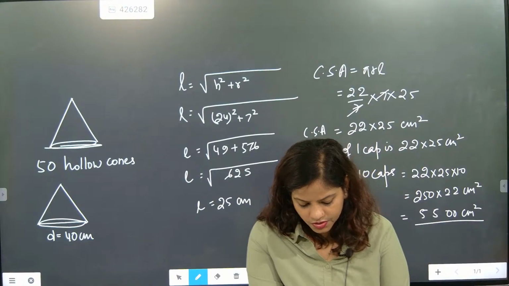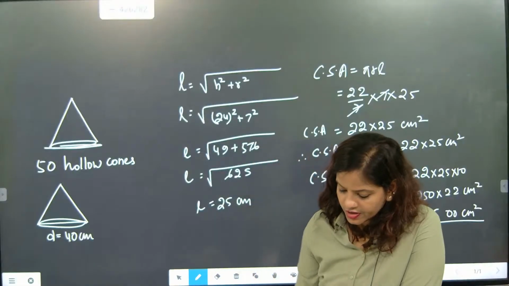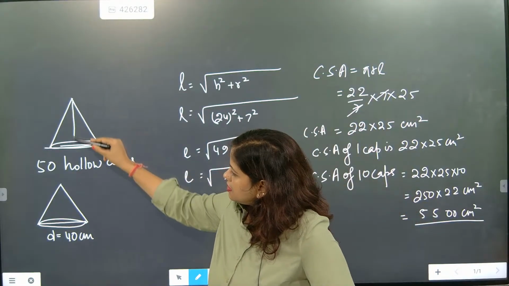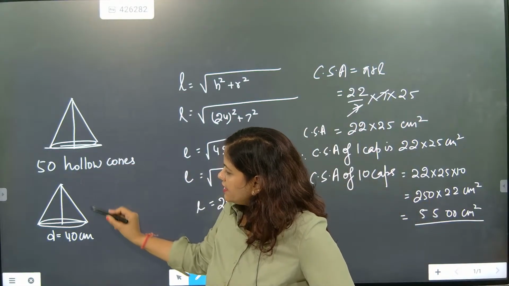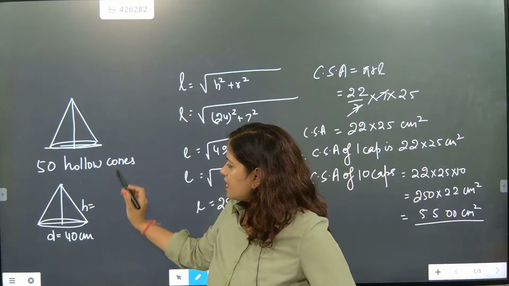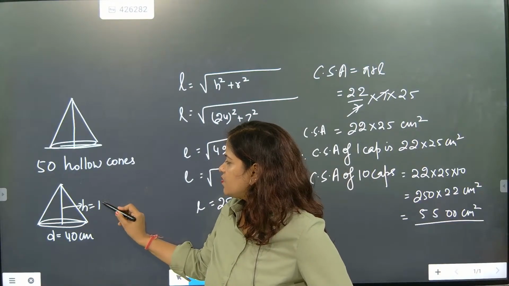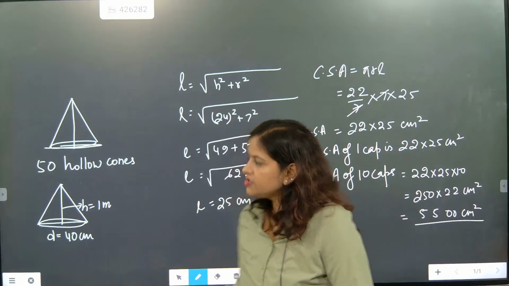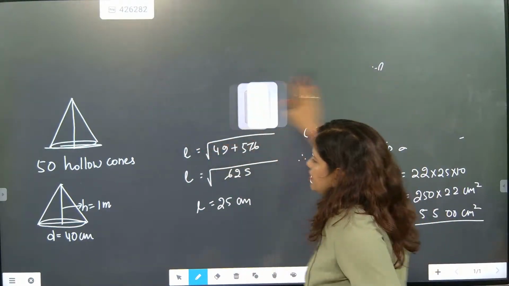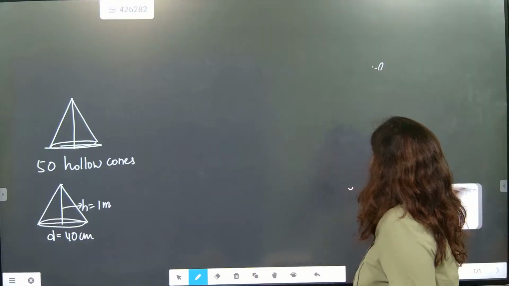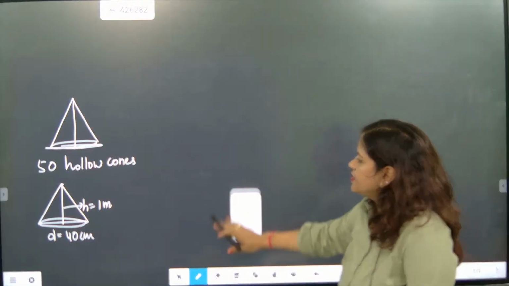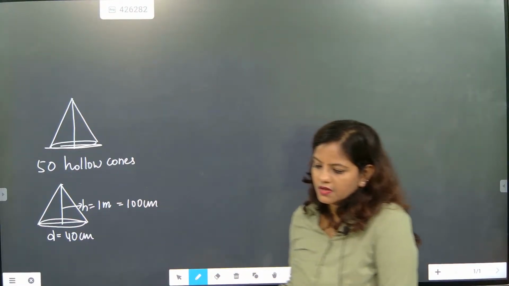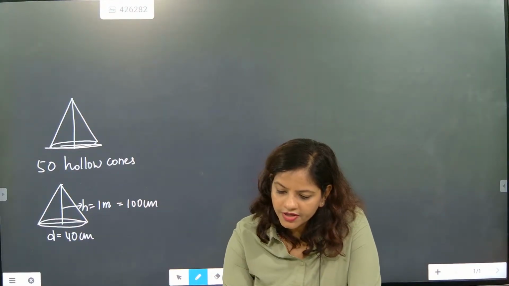Hollow cones with diameter 40 centimeter. Height is how much? Diameter is 40, and I think the height is given as 1 meter. 1 meter is equal to 100 centimeter.